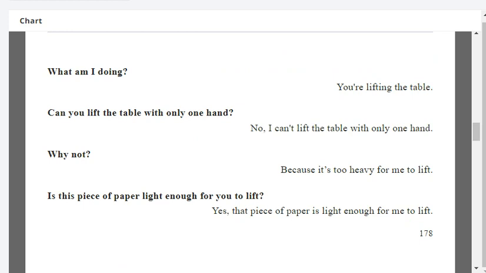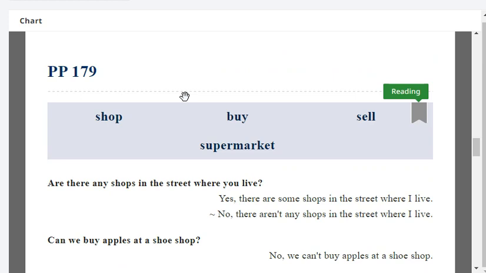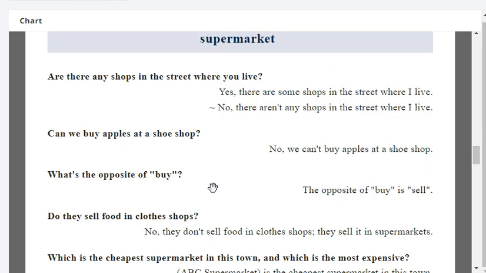Shop, buy, sell, supermarket. Are there any shops in the street where you live? Yes, there are some shops in the street where I live. Can we buy apples at a shoe shop? No, we can't buy apples at a shoe shop. What's the opposite of buy? The opposite of buy is sell.